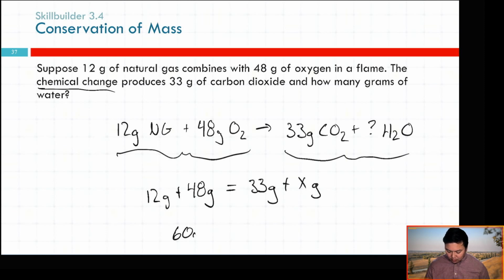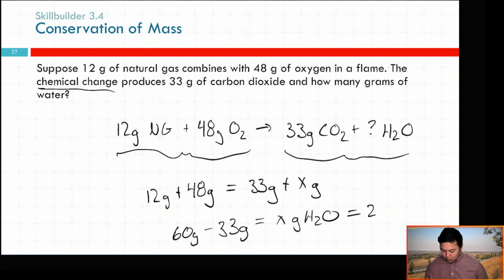And so we'll get 60 grams on this side, and I'll just sort of skip a step here. Minus 33 grams equals X grams of H2O, which is equal to 27 grams H2O. So the amount of mass on the left side will always be equal to the amount of mass on the right side. Right? We're always going to produce that amount. Actually, not even in a closed system, it will always be equal on the other end. But to measure it, you'd need a closed system.